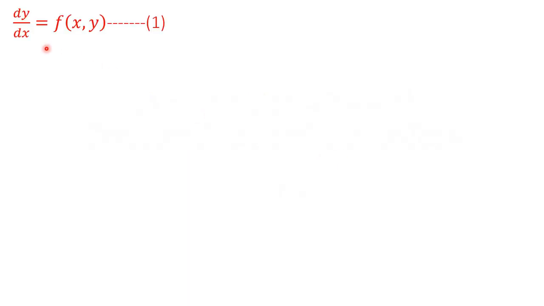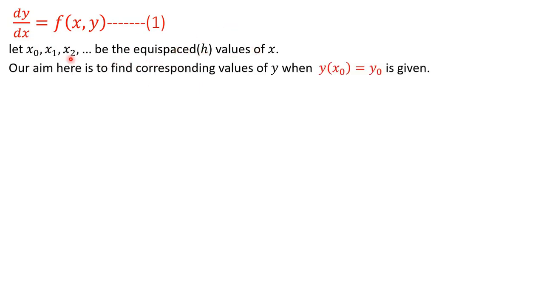Suppose this is our differential equation, dy by dx is equal to f of x, y, and let x0, x1, x2 be the equispaced values of x, and the distance between consecutive values is h. Our aim here is to find values of y corresponding to these values of x. So basically here we will get a discrete answer. We are not interested in finding the whole function y equal to some function of x. We don't want the answer in that form.